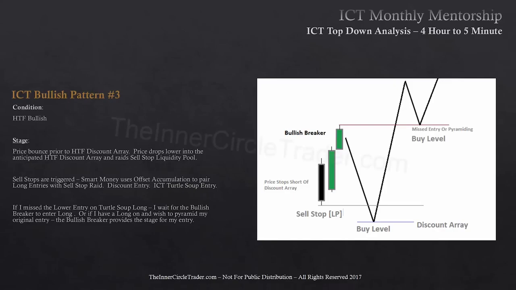in the event that I did not get that entry down there on the turtle soup, which is the reason why I tell you, don't worry about it. If you can't get that level down there, fine. This is the pattern that I use. I wait for price to rally through the short-term high, and now that short-term high becomes a bullish breaker.